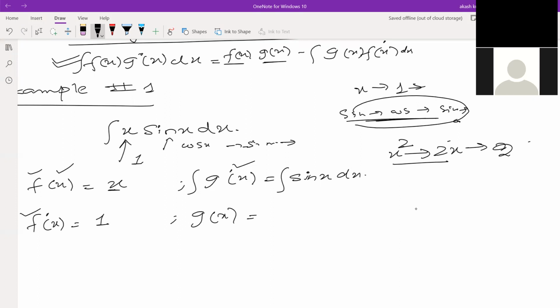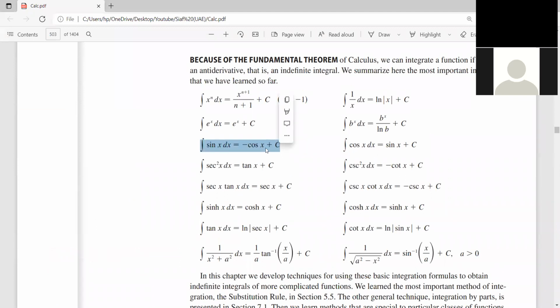Now we have to see from our table what the integral of sine x is. For that, we have to go back. Sine x goes back to cosine, right? For sine x, it's minus cos x dx.